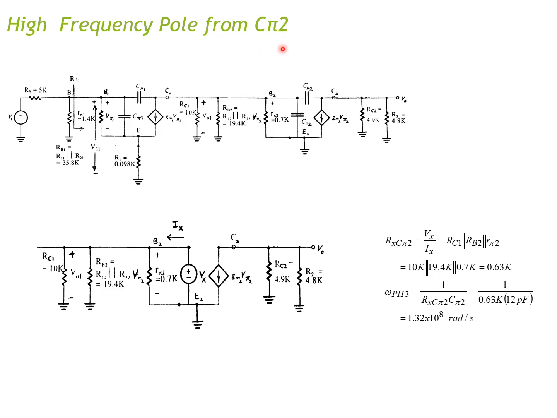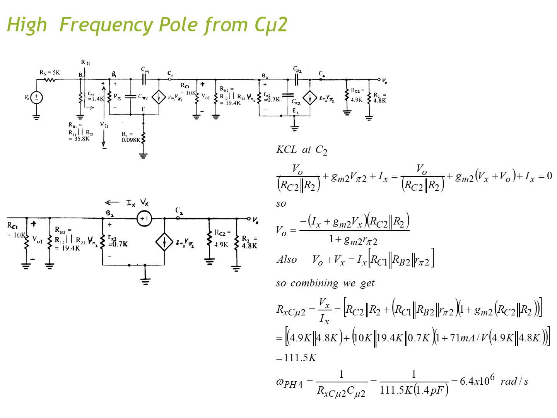You do the same thing for C pi 2, it's going to be 1.32 multiplied by 10 to the 8. That's going to be your third pole. And finally, your fourth pole is C mu 2, which is going to be 6.4 times 10 to the 6.